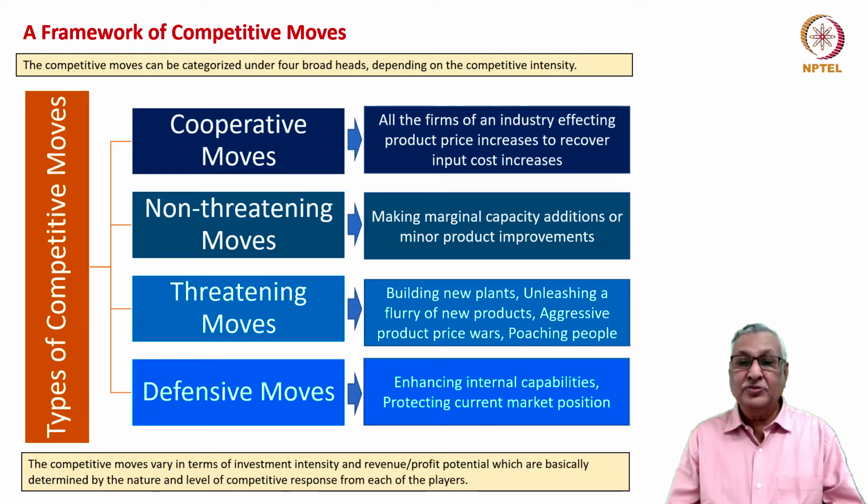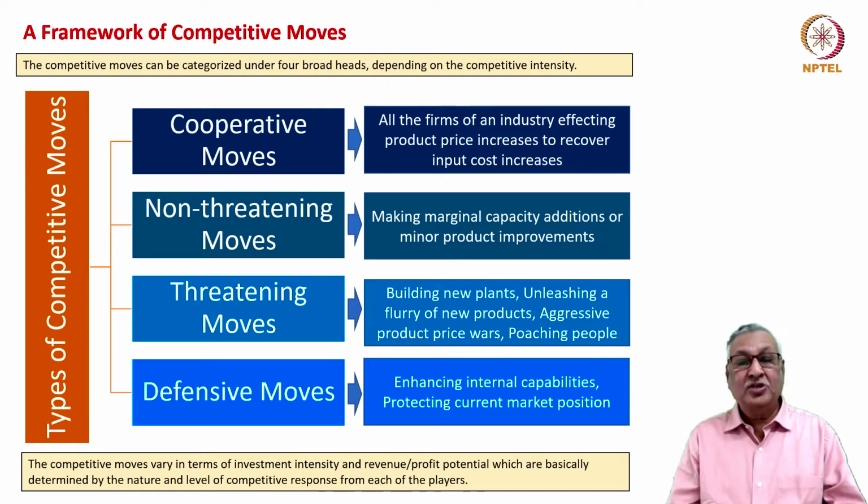Second, non-threatening moves, that is making only those improvements, those capacity additions that are necessary for posting a reasonable industry aligned growth. So making marginal capacity additions or making minor product improvements are taken as normal by all the competitors in the industry, and everybody would be making those things in the interest of serving the customers better.